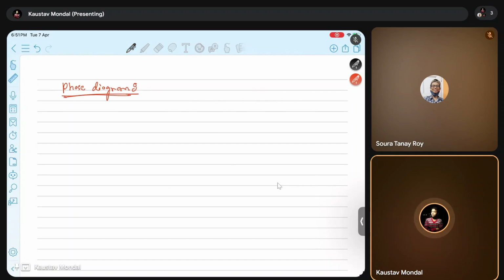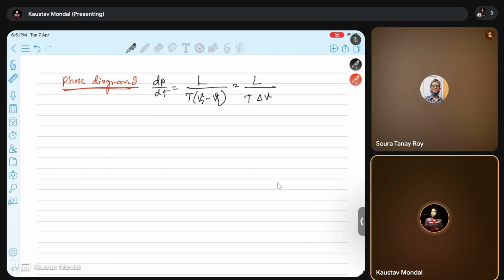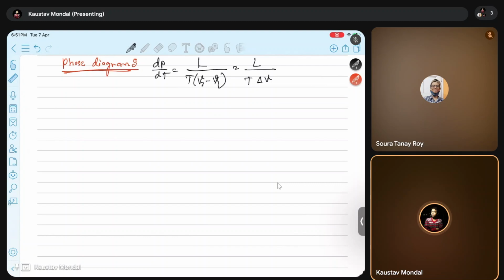You know the Clapeyron's equation looks like dP by dT equal to L by T into V2 minus V1. So basically what we need is the information of L and the information of delta V, that means the change in specific volume, in order to get a rough estimation of this phase diagram.